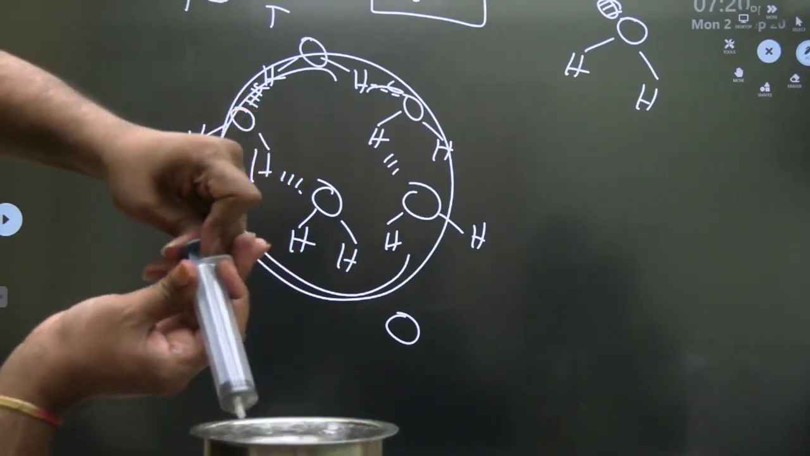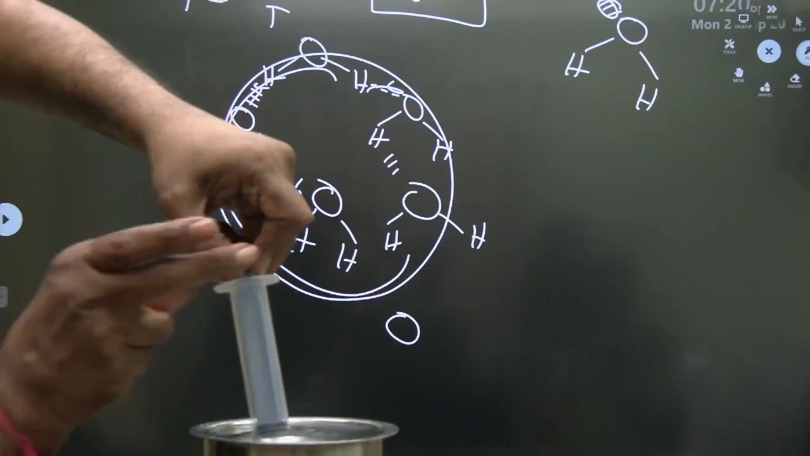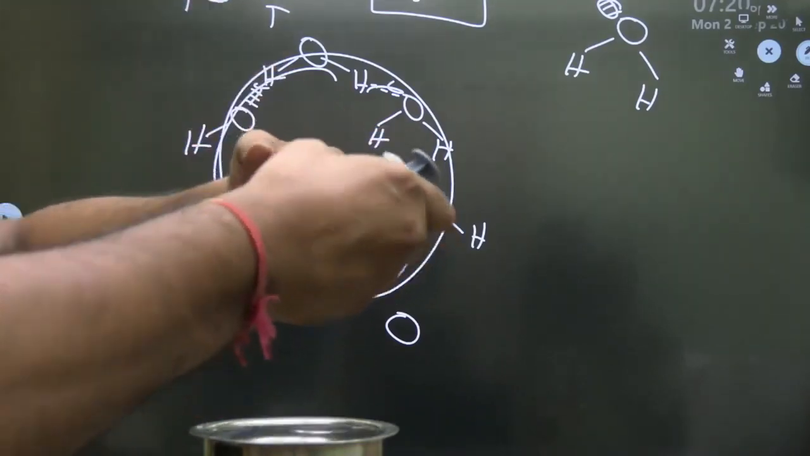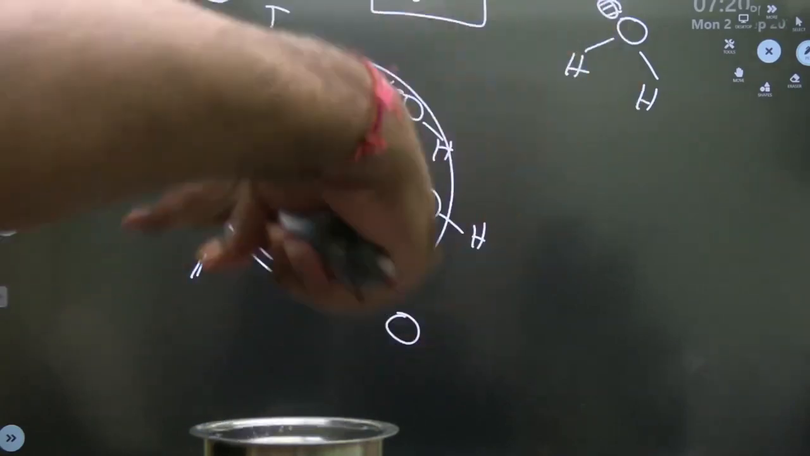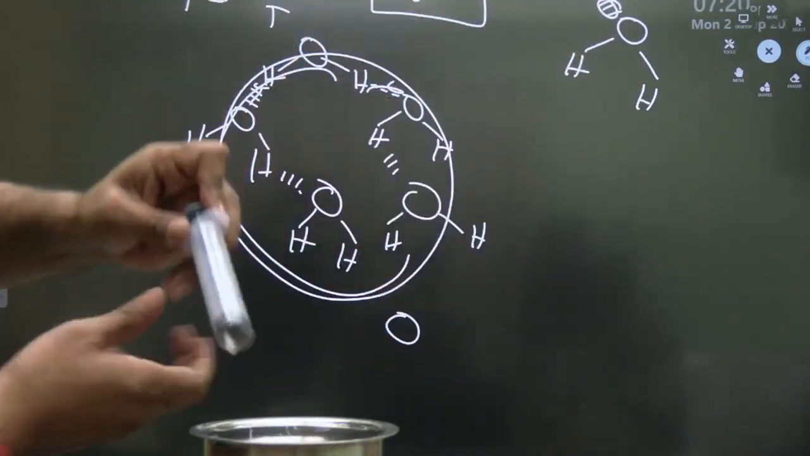Now let me show you again. Now I'm sucking it, creating low pressure. When the low pressure is created, they move, it expands. When it expands, a local hollow region is created. That is, a bubble is created. Look, sirs, look.